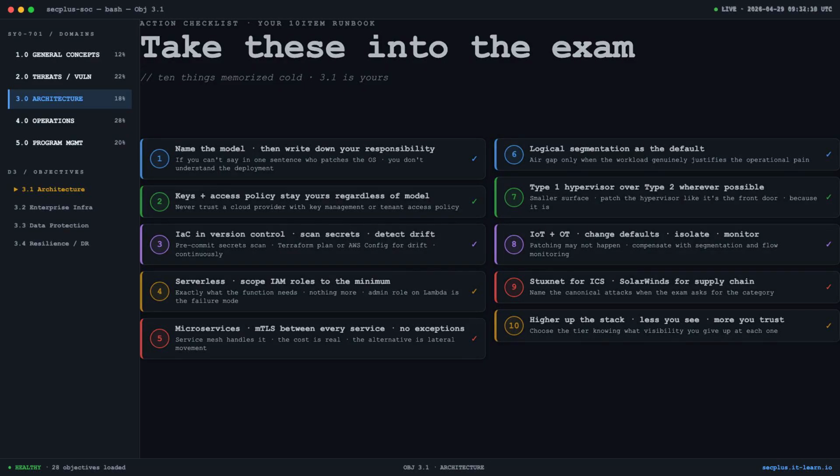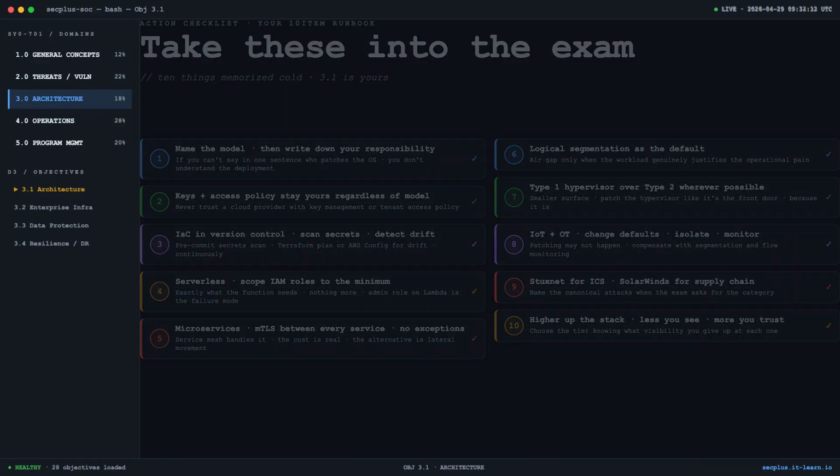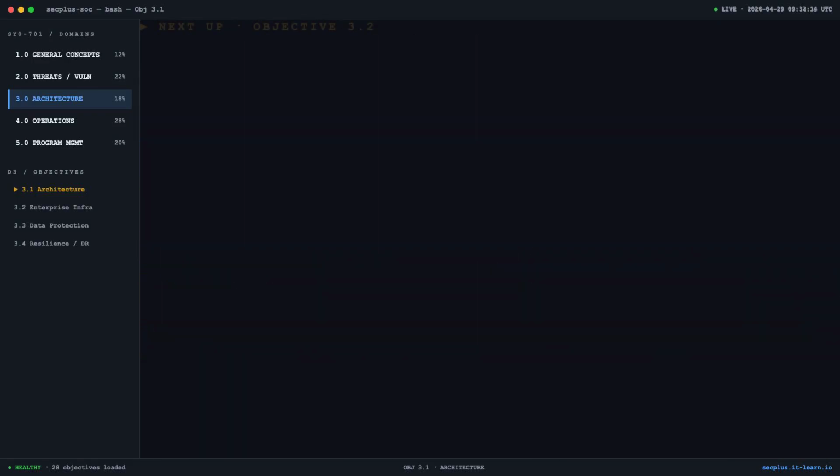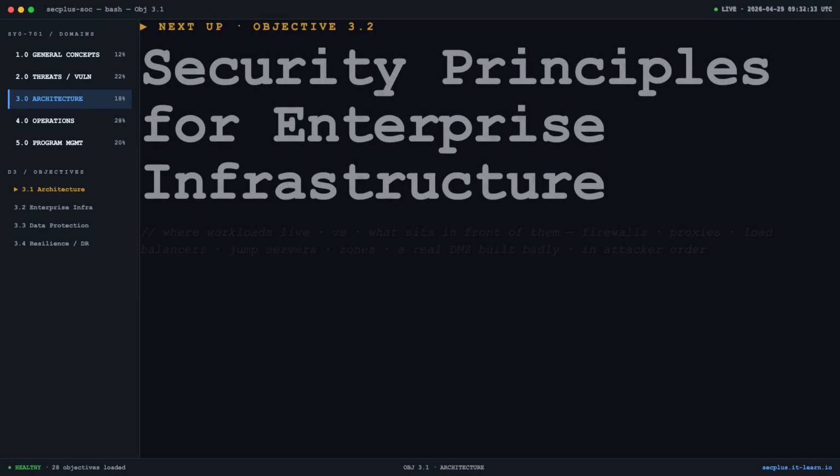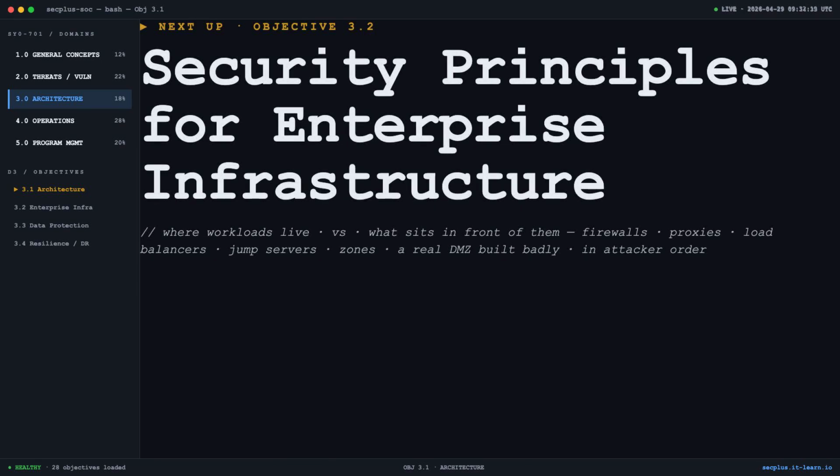We have just talked about where workloads live. Next, we talk about what sits in front of them: firewalls, proxies, load balancers, jump servers, and the zones we drop them into. We will start with a real DMZ built badly and walk through the appliances in the order an attacker would meet them. See you in 3.2.